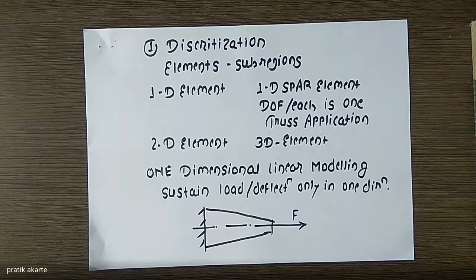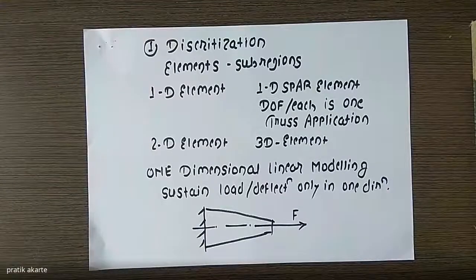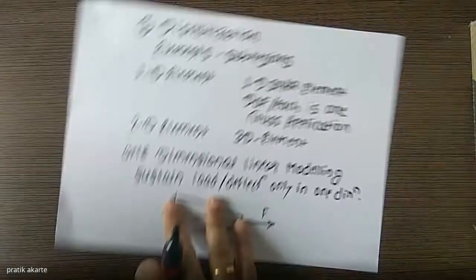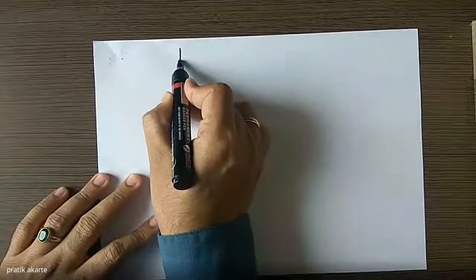But now this is an entire geometry. We need to discretize it. So how to discretize it? This tapered bar can be discretized into a step bar having a certain number of elements. How to do this?